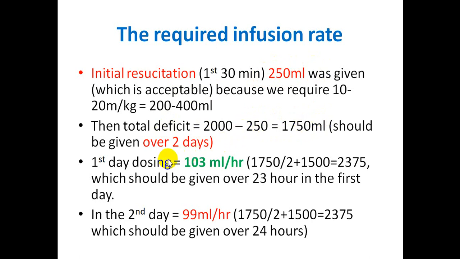In the first day, the rate is 103 ml per hour, which is near to 100 ml per hour. Accepted. Why? Because, as we said, the 1750 over 2 days needs to be added to the normal daily maintenance. So in this case we get around 2375. This should be divided by 23 hours. Why 23 hours? Because within the first hour we give the normal saline shoot.